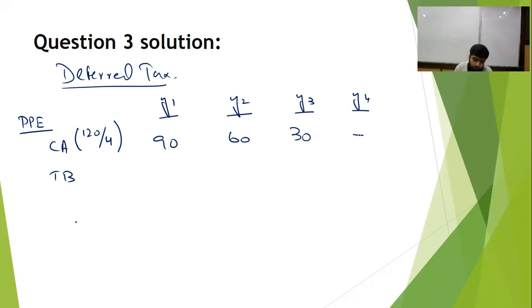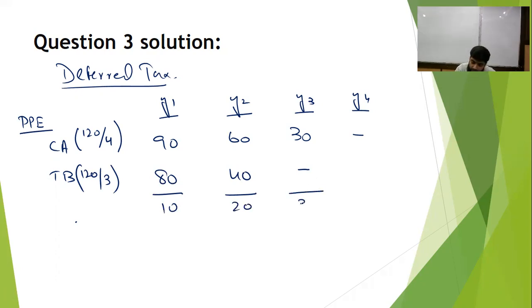Okay, now coming back to the tax base. According to the tax base, the depreciation is calculated over 3 years. It means depreciation for a single year is 40. So at the end of year 1, 120 minus 40 is 80, then 40, and then 0. It means the tax base at the end of year 3 will be 0. Now calculate the difference. 90 minus 80 is 10. 60 minus 40 is 20. 30 minus 0 is 30. And 0, it means there will be no difference at the end of year 4.